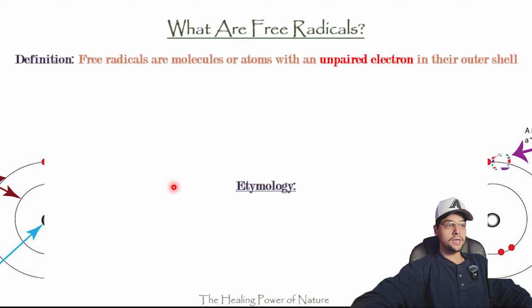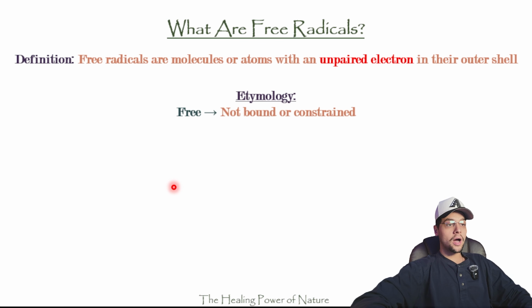So some etymology. The word free means not bound or constrained. So these molecules act independently, causing widespread damage. Radical, from the Latin root radix, means root. This highlights their role as the root cause of damage.